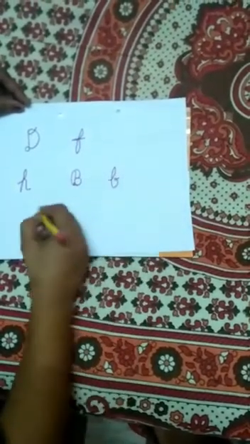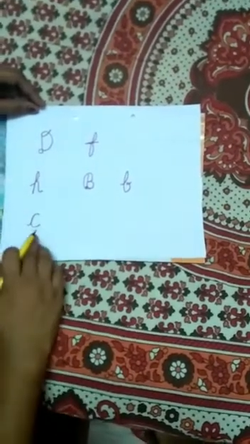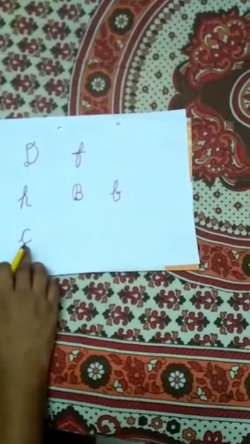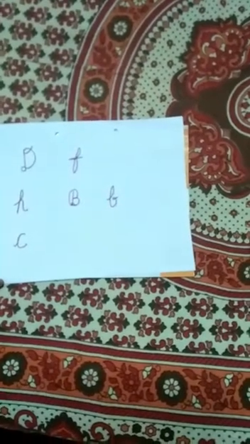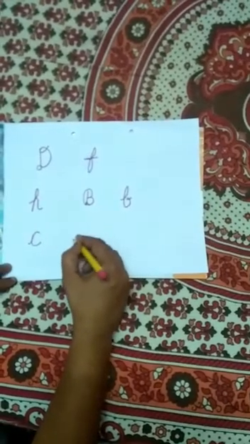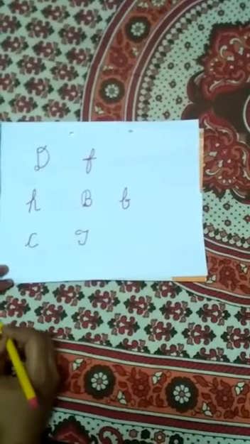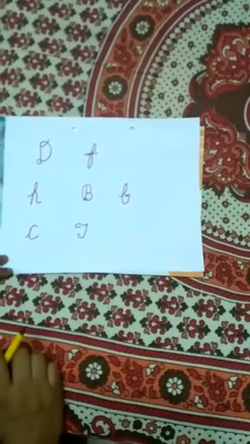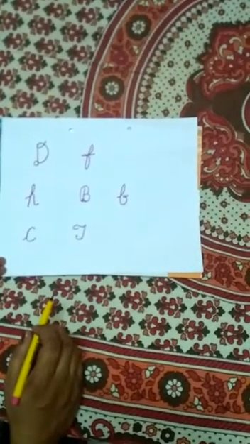Now what is this? C. K. Capital or small? Capital. Wow. Okay. Now see, what is this? T. Capital or small? Capital. Okay, good.